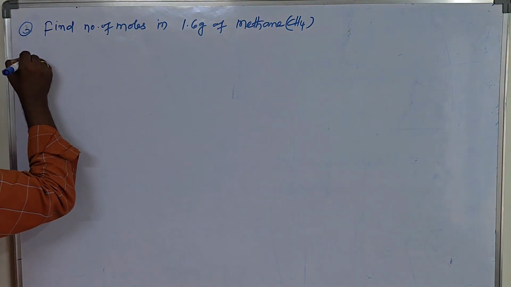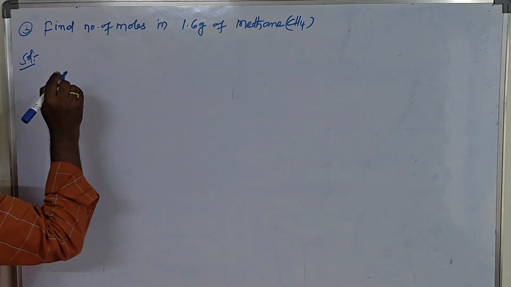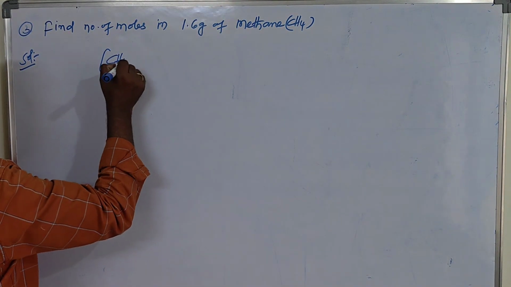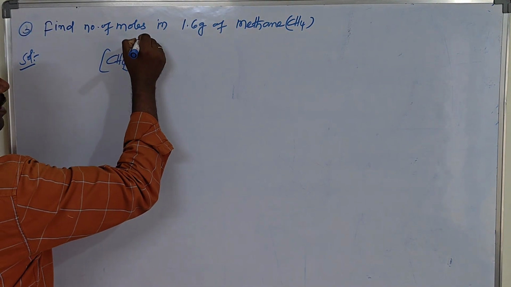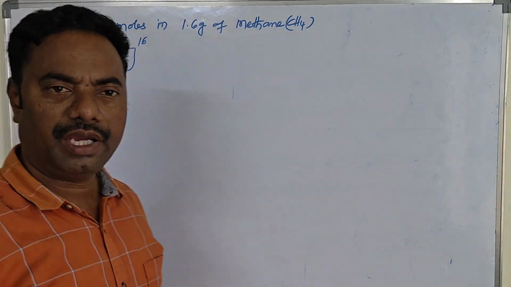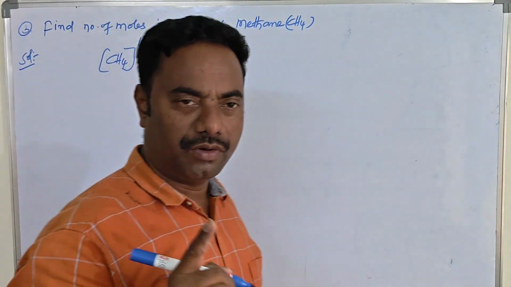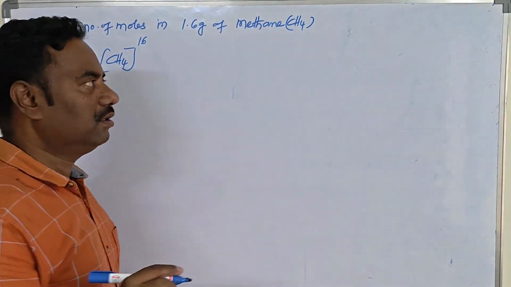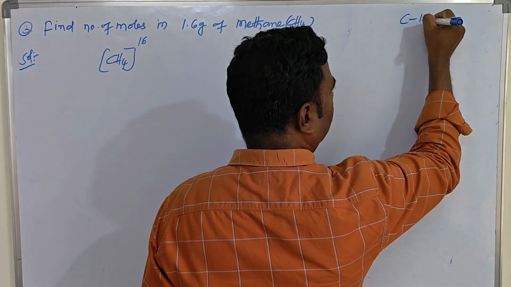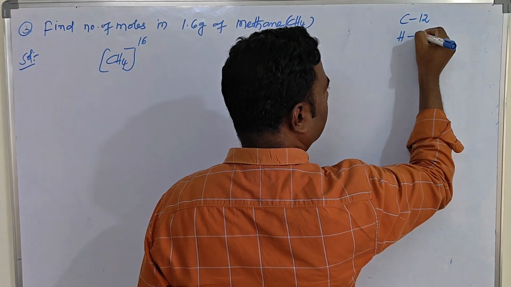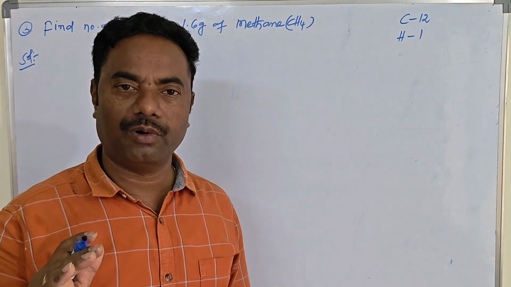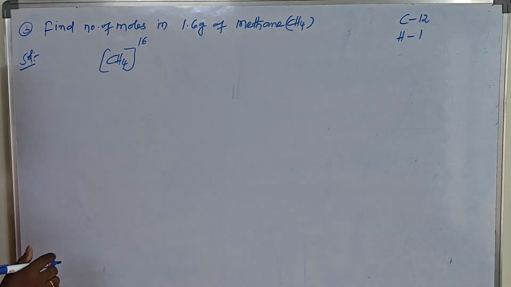In the solution, we need to write basic data. CH4, its mass is equal to 16. Carbon mass is 12. Each hydrogen mass is 1. 4 hydrogens are there. 12 plus 4 is equal to 16.